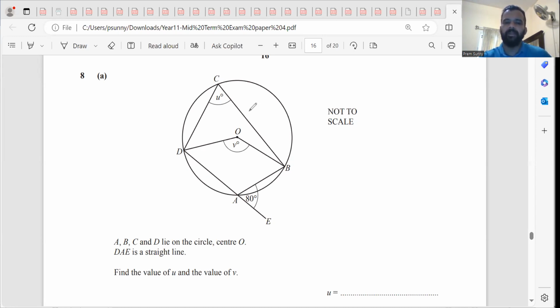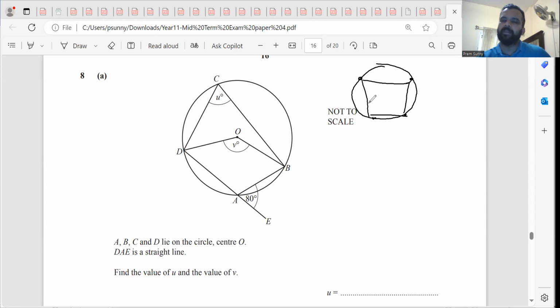So A, B, C, D, all the 4 points are lying on the circle. So this quadrilateral ABCD is called a cyclic quadrilateral. We know what a cyclic quadrilateral is. If all the 4 points of a quadrilateral lie on the circle, then we say that this is a cyclic quadrilateral.